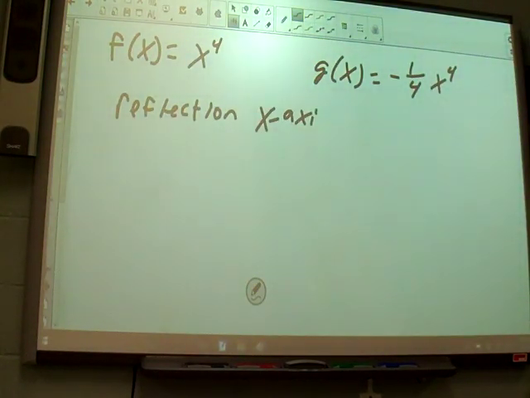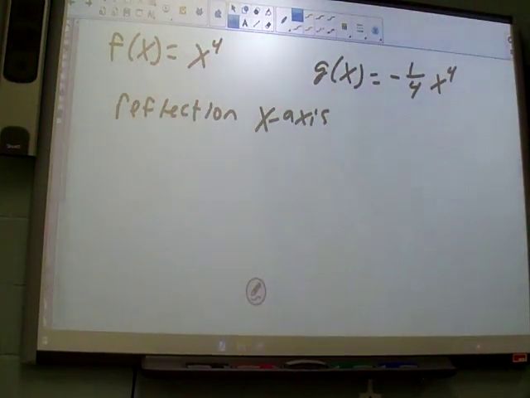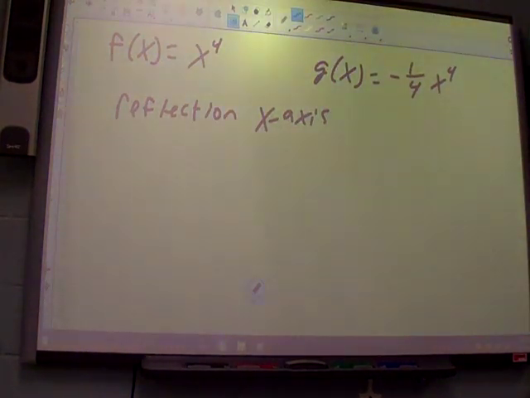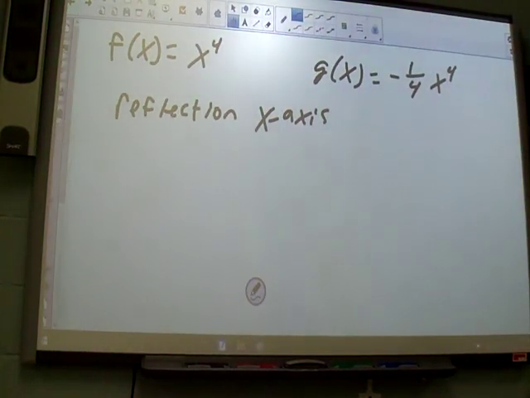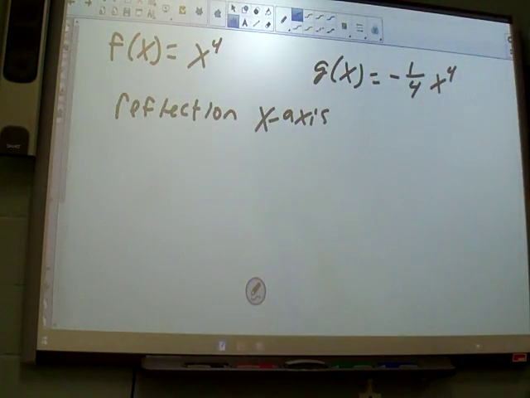X-axis. Okay. Now the next thing we come to after the negative is the 1/4. If there's no sign in between the 1/4 and the letter, that's multiplying. So anytime we're multiplying, we know we're horizontally or vertically shrinking or stretching. So go down to the last 2 rows on your chart.